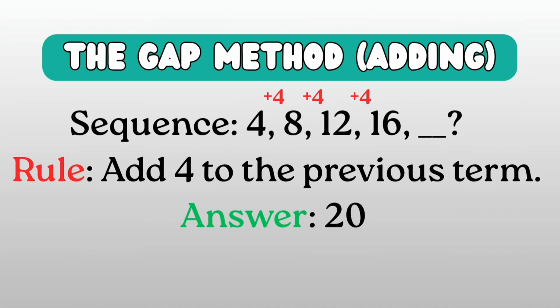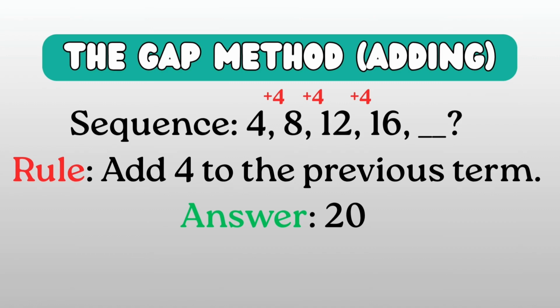Now let's dive into our very first example. On the screen, we have a sequence 4, 8, 12, 16, and a mystery blank at the end. To find out what goes in that blank, we are going to use the gap method. It is super simple. We just need to figure out the gap or the mathematical jump between our numbers. Let's look at our first two terms, the 4 and the 8. Ask yourself, how do I travel from 4 to 8?